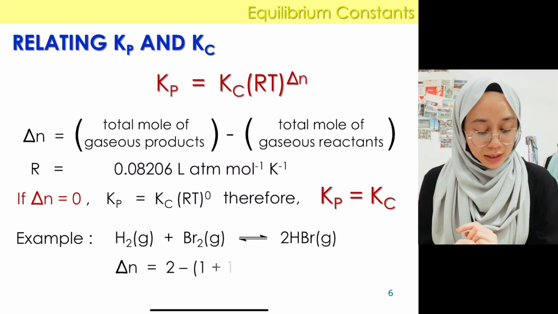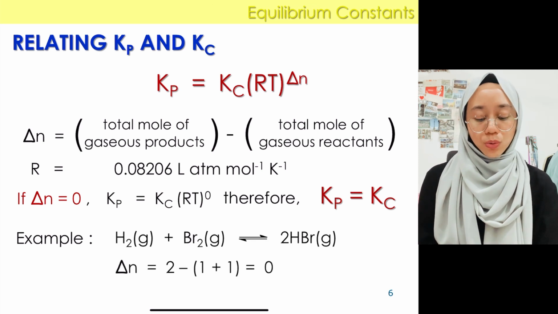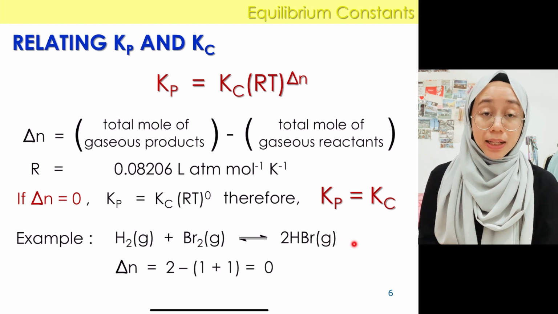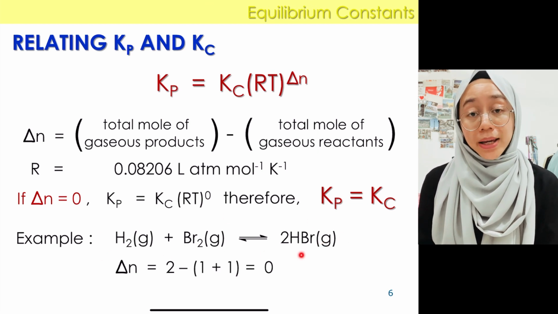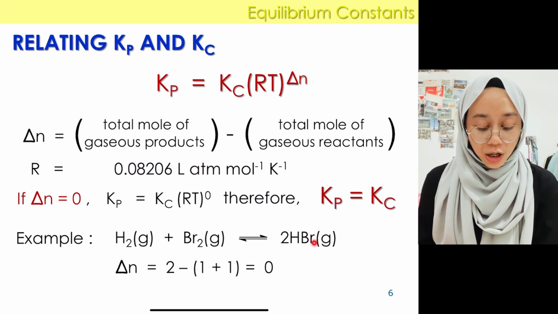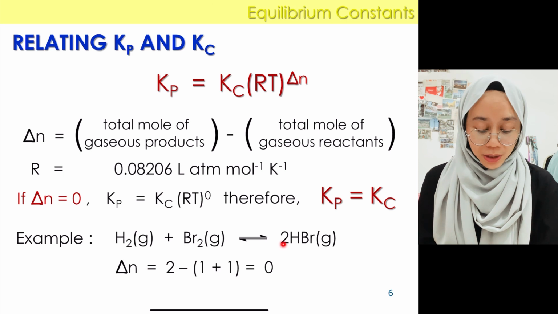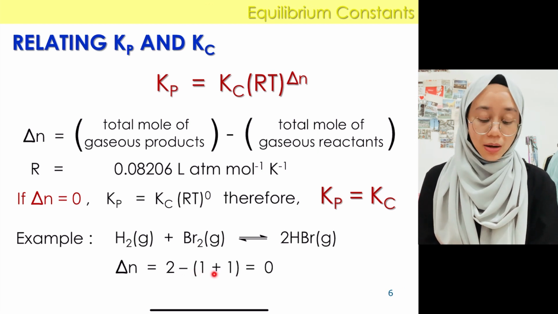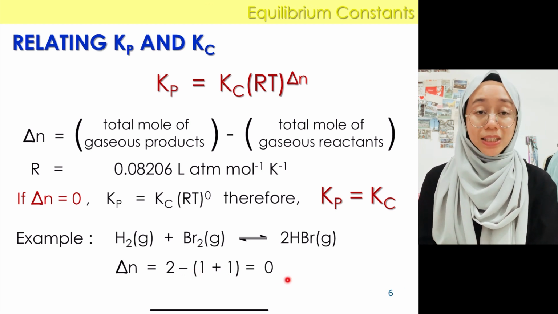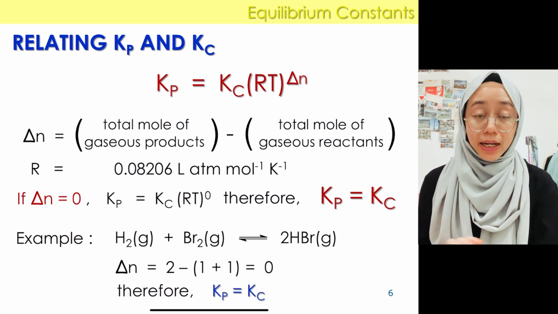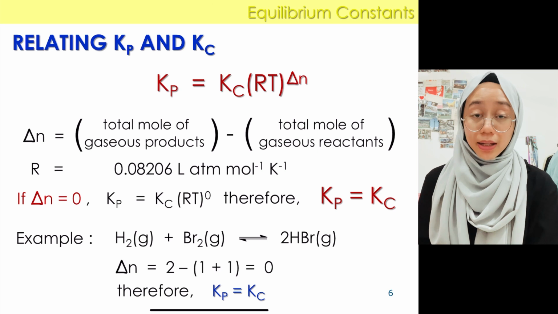So for example, let's say kita ada H2 plus Br2 menghasilkan HBr. As you can see, semua species yang ada kat sini, ada 3 species, all of them are gases. All of them are in gaseous phase. So kalau kamu nak cari delta N, kita ambil yang coefficient kat bahagian depan je. HBr 2, Br2 1, H2 1. So maksud dia 2 minus 1 lah sebenarnya. So akan dapat 0.